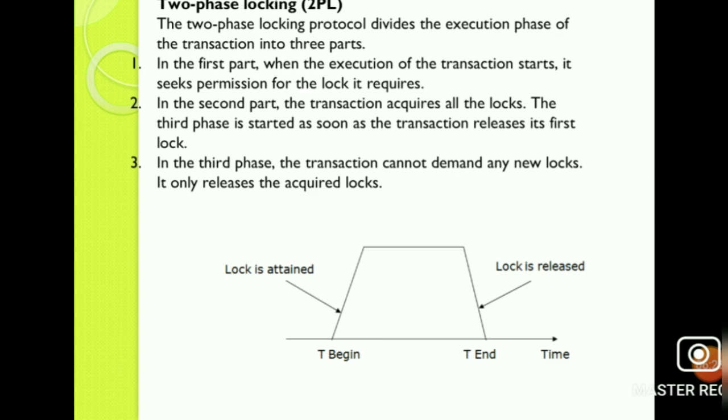For example, a transaction X needs the data A, B and C. So it requests locks on A, B and C. On availability, it can start the execution. Once it starts releasing any one of the locks after its usage, it cannot acquire any new locks. That is called two-phase locking.